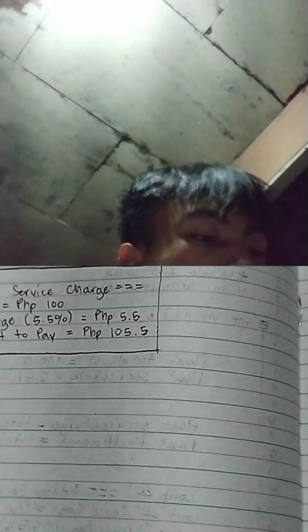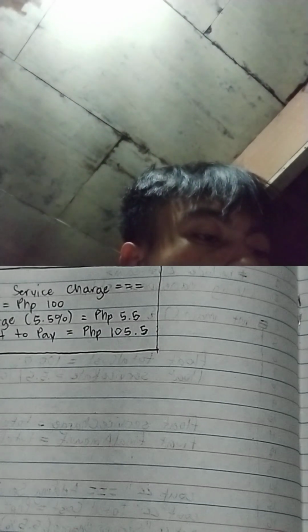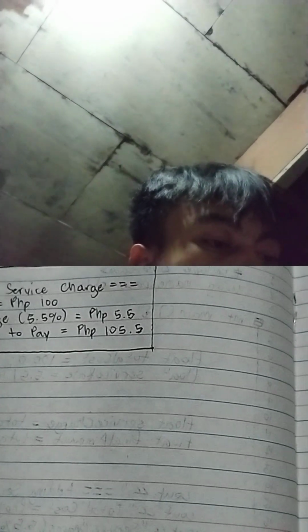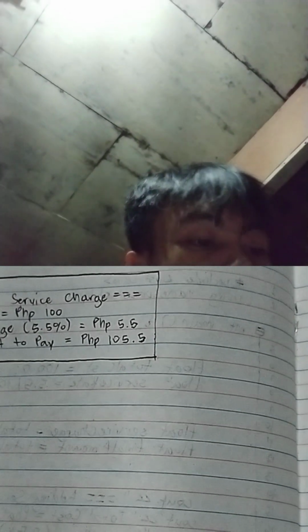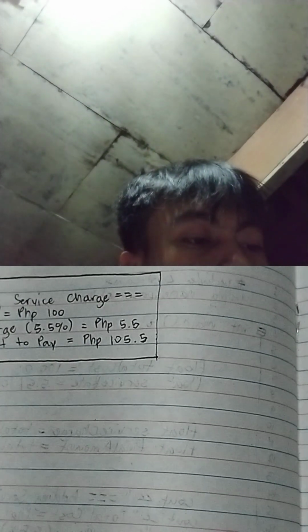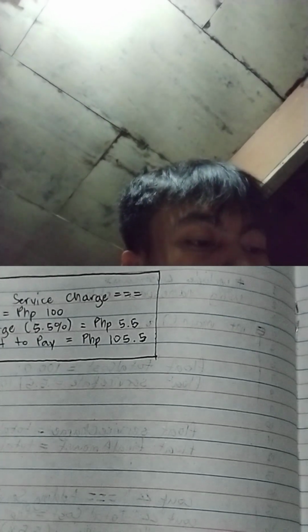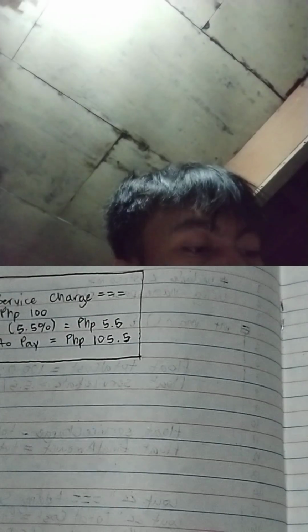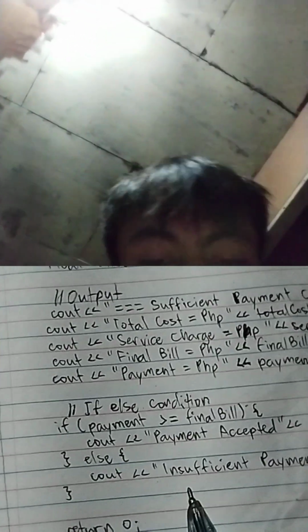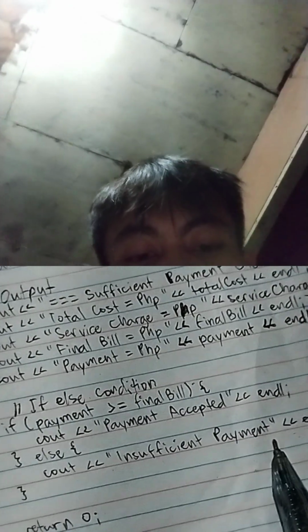So number 3, what happens if the payment is lower than the final bill? If the payment is lower than the final bill, the condition becomes false and the else block runs. So if the payment is lower than the final bill, then the condition becomes false. It will output insufficient payment.